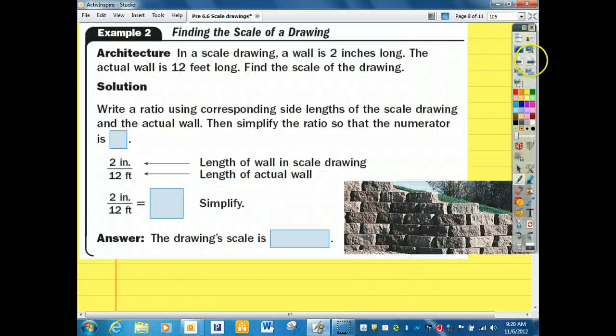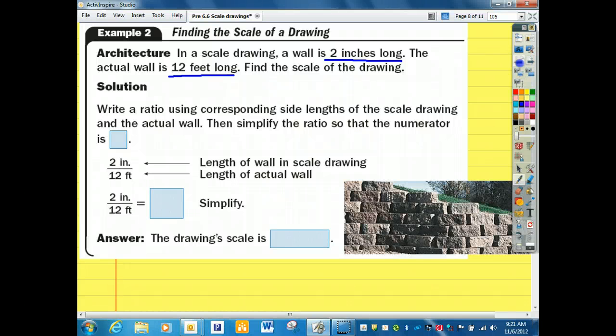Good, good, excellent. Example number 2, finding the scale of a drawing. So in a scale drawing, a wall is 2 inches long. Now this is on a drawing, just on the paper. The actual wall in real life is 12 feet long. What is the scale they used on their drawing? Write a ratio using corresponding side lengths of the scale drawing and the actual wall. Then simplify the ratio so that the numerator is always what?